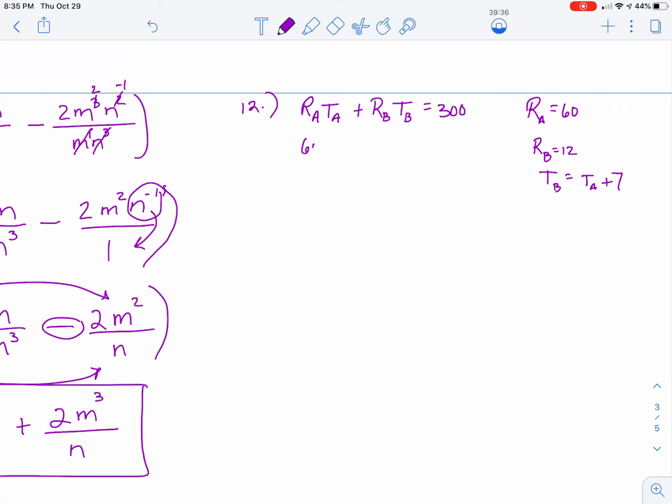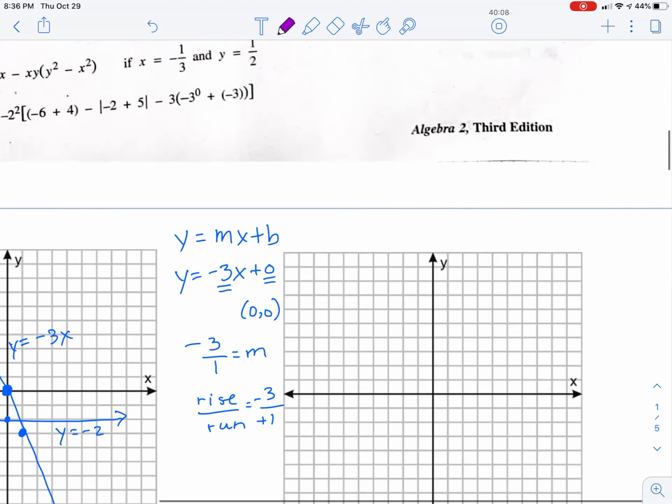So watch this. RA is 60. TA, we don't know. RB is 12. TB, we're told, is TA plus 7. So you can see where this is heading. We're going to be able to solve for TA here, and once we know TA, we can substitute that in to figure out TB.